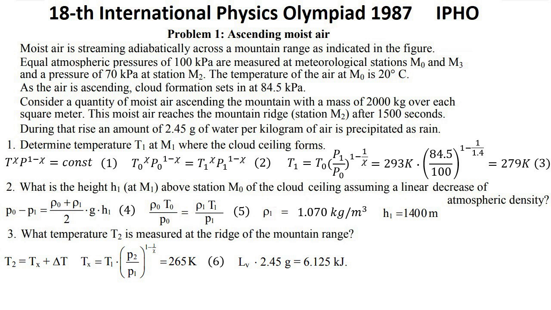For each kilogram of air, the heat produced by condensation is Lv multiplied by 2.45 gram, which is 6.125 kilojoule. From here we can find that delta T, from Formula 7, is 6.1 Kelvin. Finally we have T2 equal to 271 Kelvin. This was the solution to question 3.